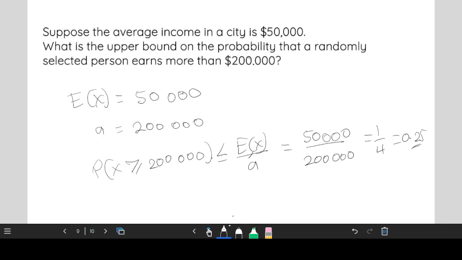So we notice how powerful this is, where we use only the mean and got a meaningful bound on the tail probability. This will be the end for the Markov inequality. The next lesson will be on Chebyshev's inequality.